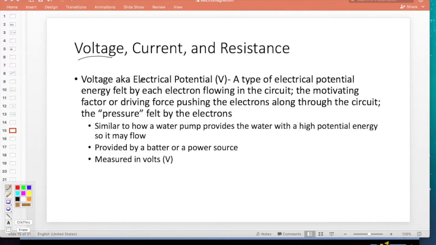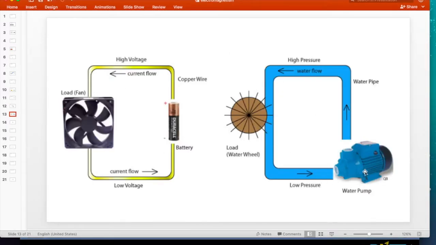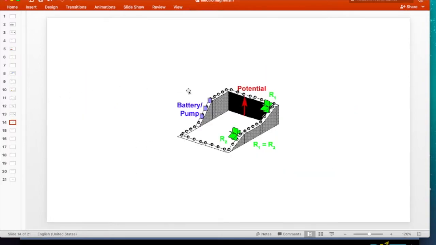Voltage is also known as electrical potential, and the easiest way of thinking about this is that it is like a type of potential energy which motivates or pushes the electrons along through the circuit. It gives them pressure to flow. In other words, voltage is just like the potential energy or the pressure that the water received from my water pump here. Voltage was provided by the battery or the pump here pushing the electrons up to a high potential energy so that they had the motivation to even flow down in the first place.